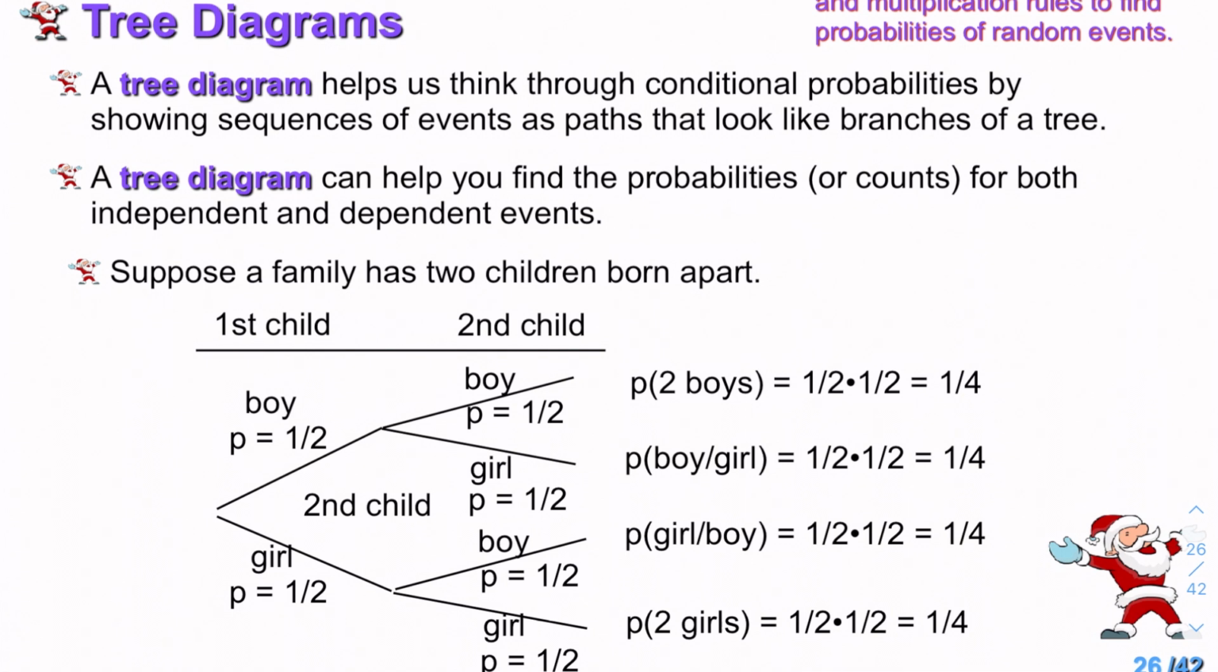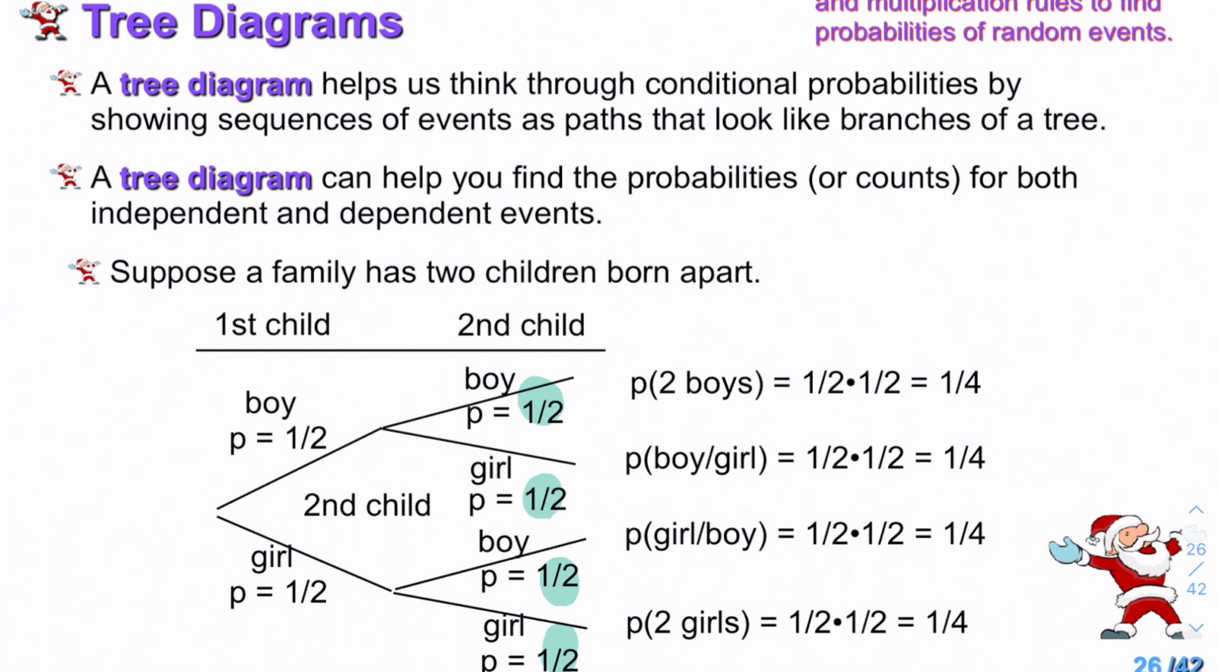A tree diagram helps us think through conditional probabilities by showing sequences of events as paths that look like the branches of a tree. A tree diagram can help you find the probabilities, or the counts, for both independent and dependent events. Unlike a Venn diagram or even a contingency table, this really shows us when it changes those conditional probabilities we can calculate.